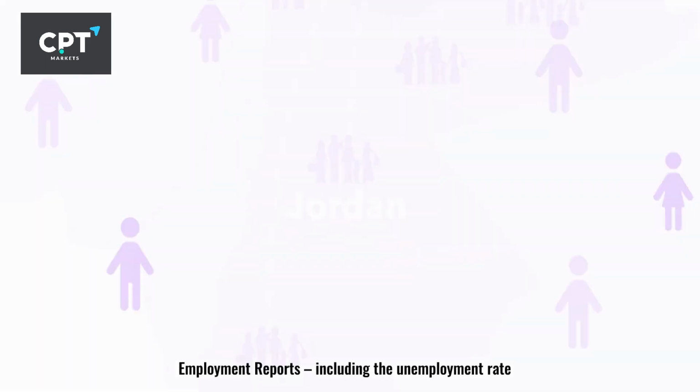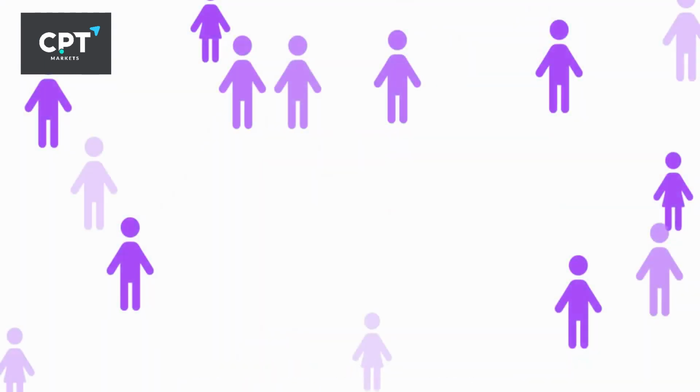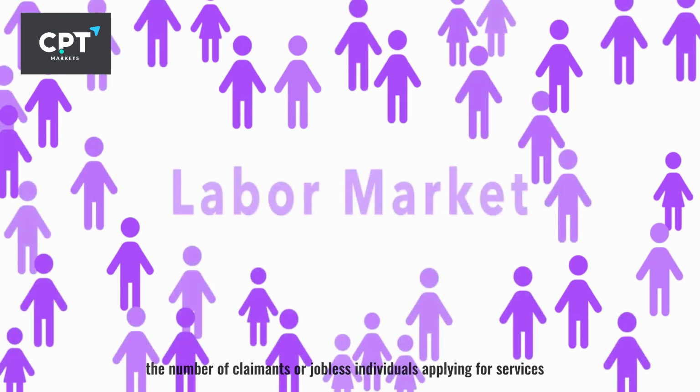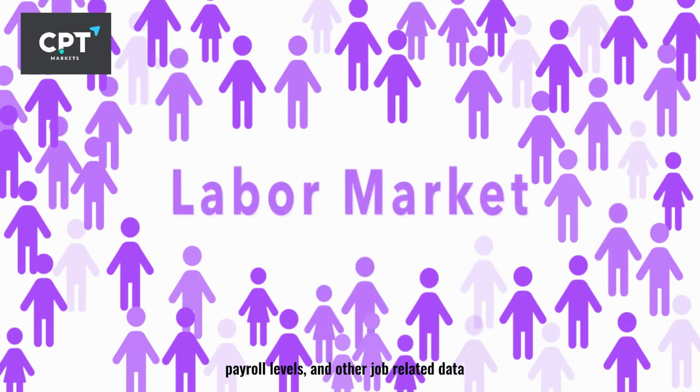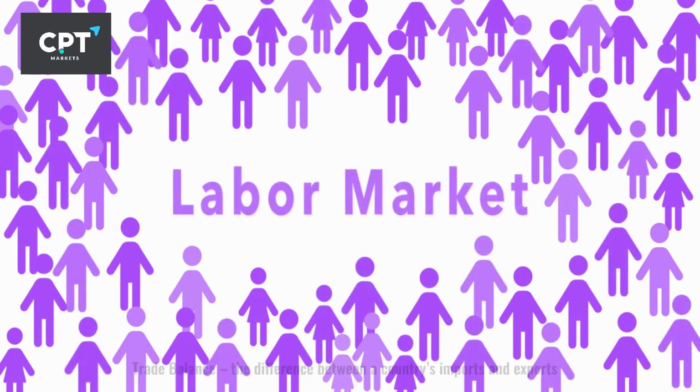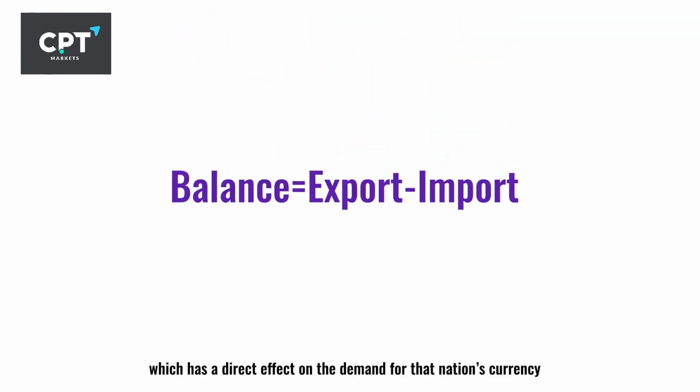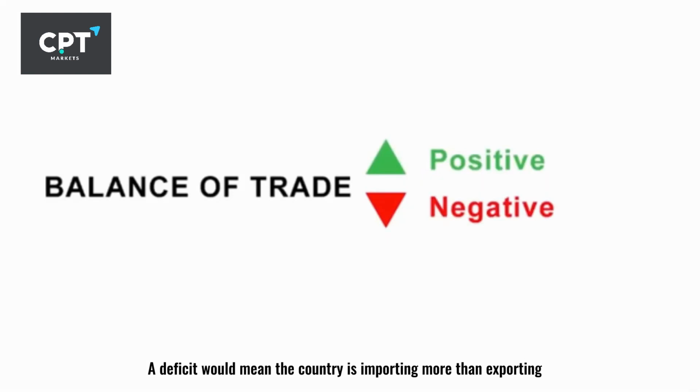Employment reports, including the unemployment rate, the number of claimants or jobless individuals applying for services, payroll levels, and other job-related data. Trade balance, the difference between a country's imports and exports, which has a direct effect on the demand for that nation's currency. A deficit will mean the country is importing more than exporting, while a surplus will indicate more exports than imports.